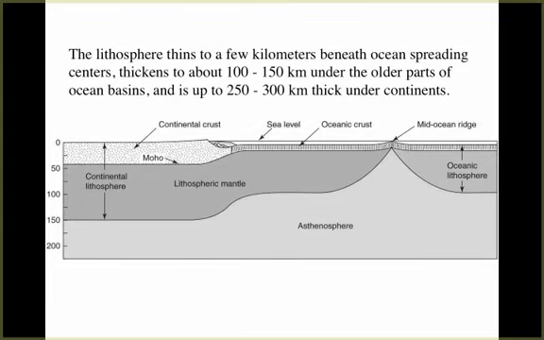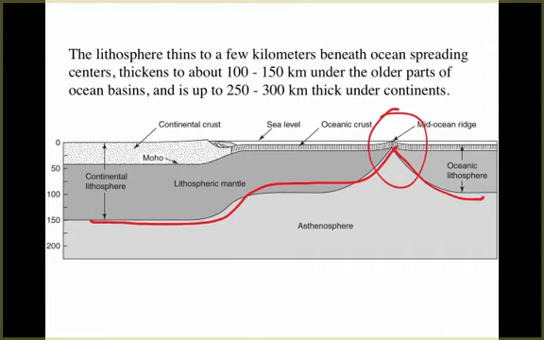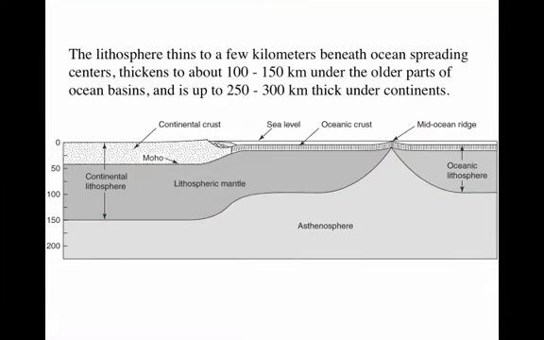As I pointed out earlier, the lithosphere thins to a few kilometers beneath ocean spreading centers. It thickens to about 100 to 150 kilometers beneath the older parts of the ocean basins, and is up to 250 to 300 kilometers thick under the continents.